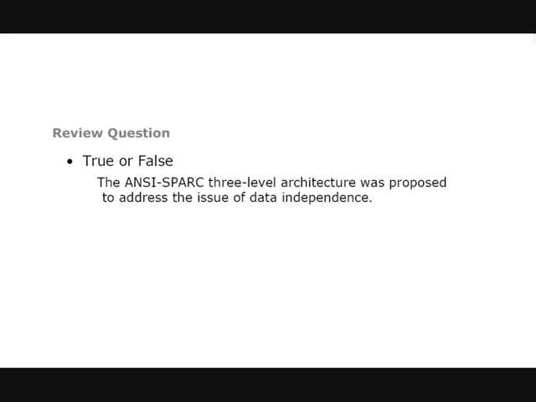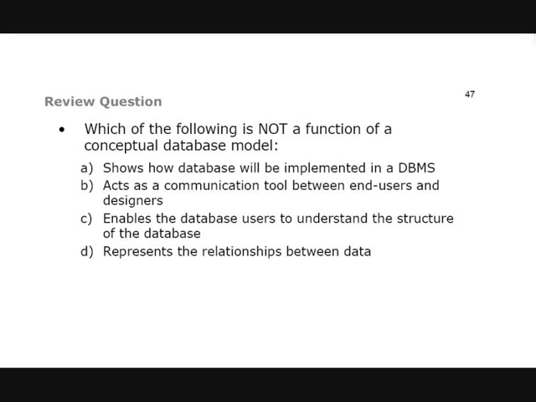So who thinks it is A? Shows how the data will be implemented on a DBMS. This is the conceptual model, which is the middle one. Okay. B, acts as a communication tool between end users and designers. C, enables the database users to understand the structure of the database. At least 1, 2, 3. Okay, we're gathering momentum. 4. D, represents the relationships between the data. Oh, so most of you are non-voting in this issue.